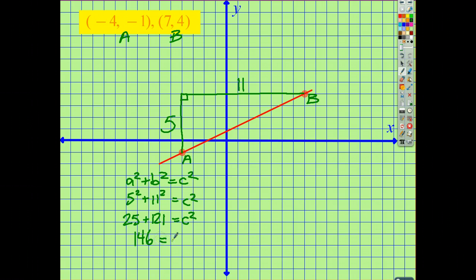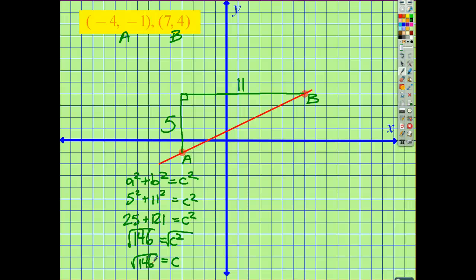146 is equal to c squared. So let's see. If we take the square root here, we get c is equal to radical 146. I'm not seeing any perfect squares in there. If I divide by 2, I get 2 times 73. 73 is prime, so that's not going to work.